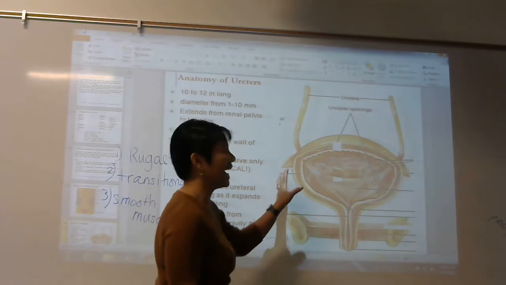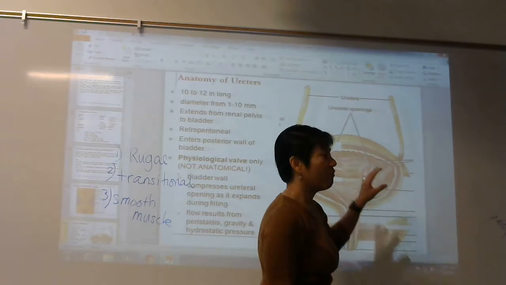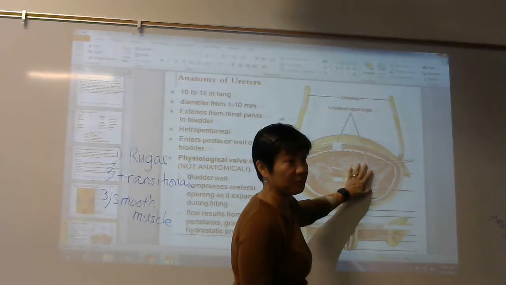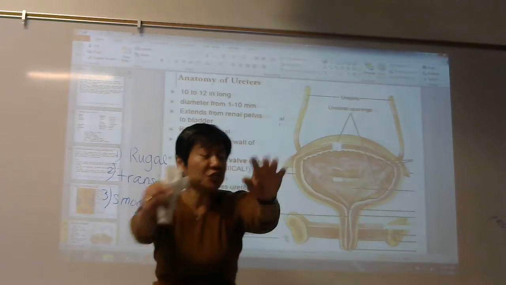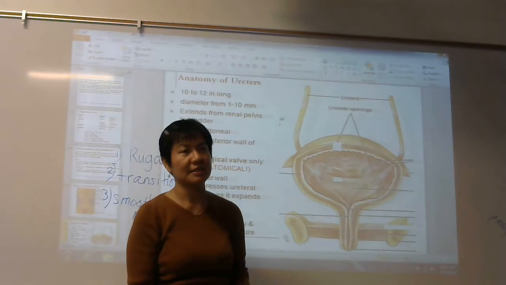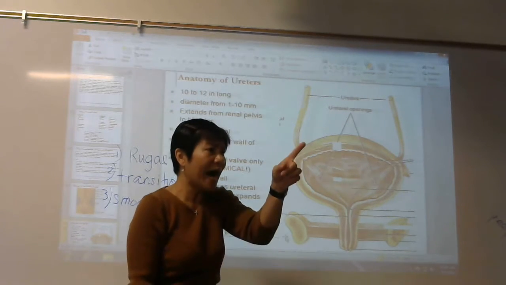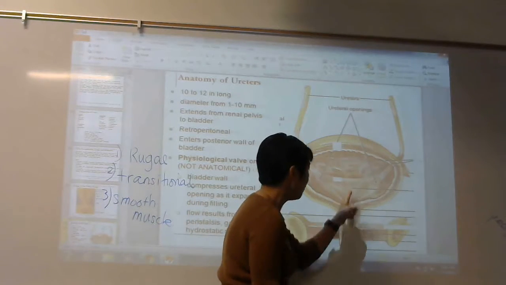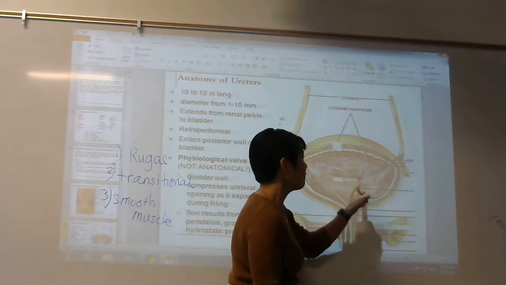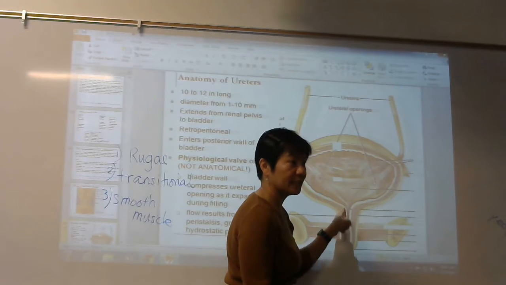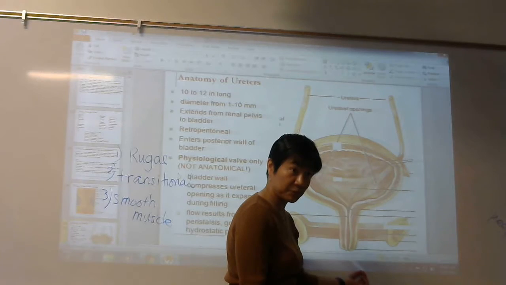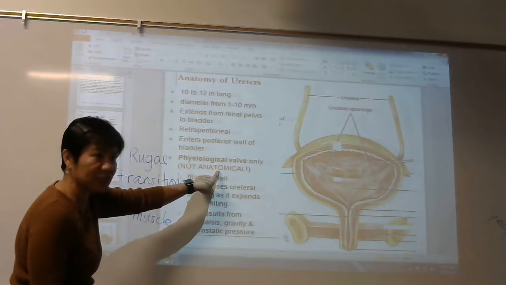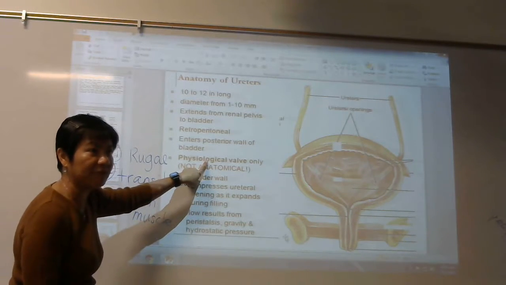You know when the bladder expands to about 400 mils amount of urine there, that's when you feel the urge to pee-pee. When you feel the urge to pee-pee, go banyo. Banyo means bathroom. Why? Look at this opening to the bladder. So there are three openings here. Two from the ureters, one to the urethra going out to the Puget Sound. Look at this opening. Look at what it says. It's not anatomical, a physiological valve only.